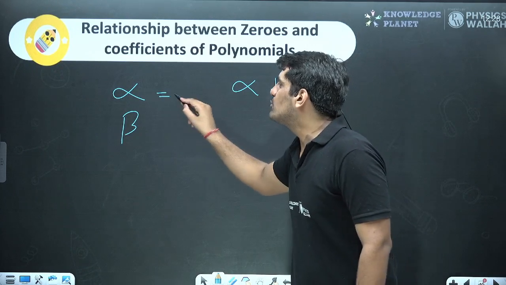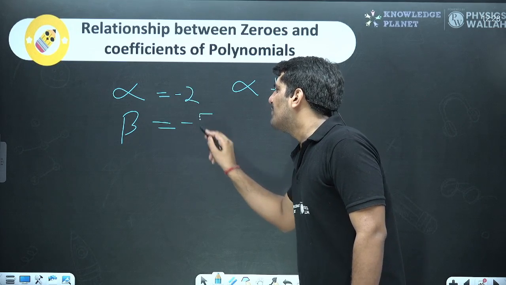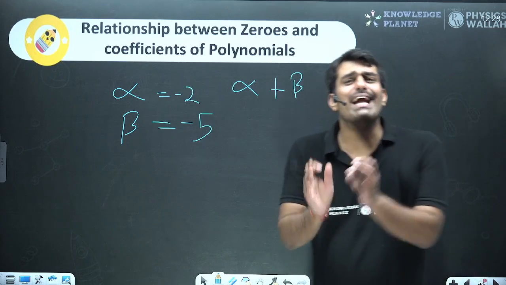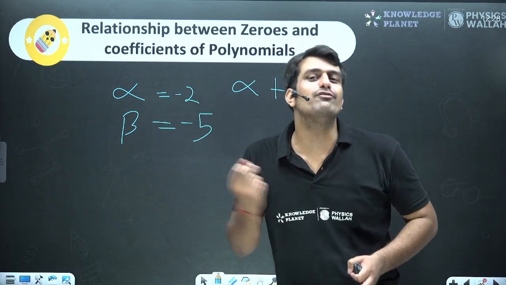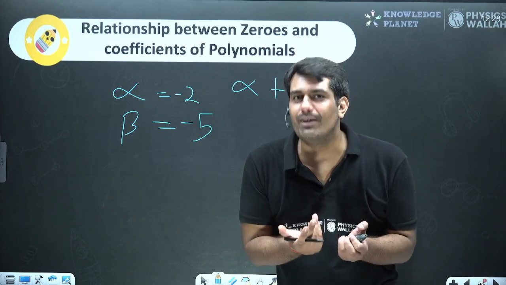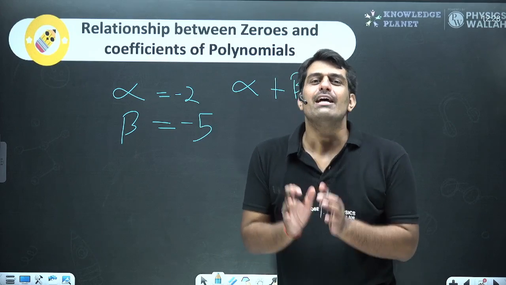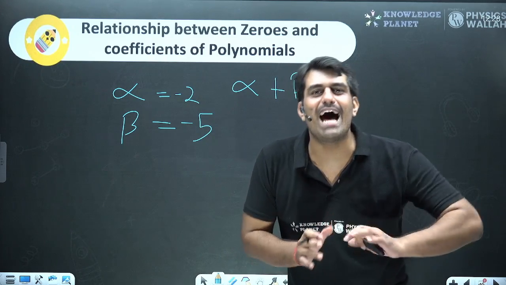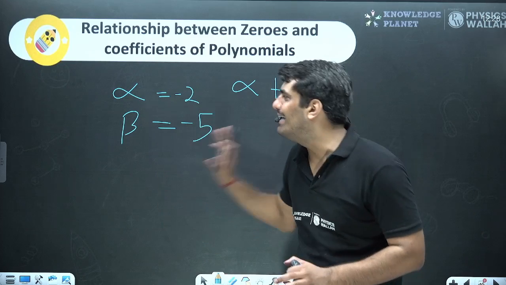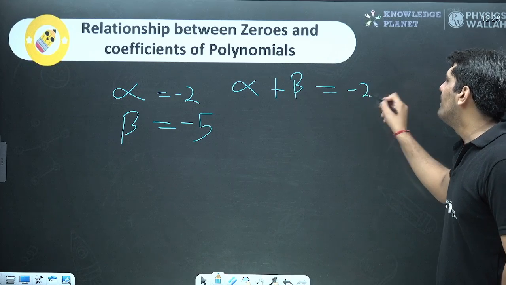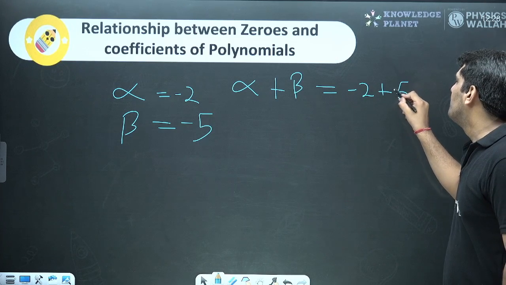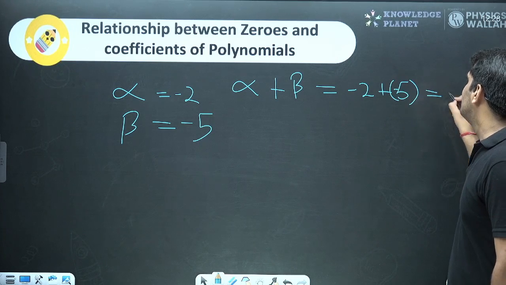Alpha in this case was minus 2, and beta in this case is minus 5. So don't get concerned about alpha and beta. Alpha and beta is just the representation of zero. We are using some fancy notation so that you don't feel bored over here. We have some fancy pronunciation in mathematics as well. Alpha plus beta is simply the addition: minus 2 plus minus 5, which is minus 7 over here.